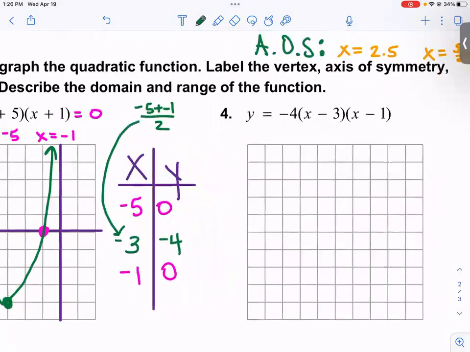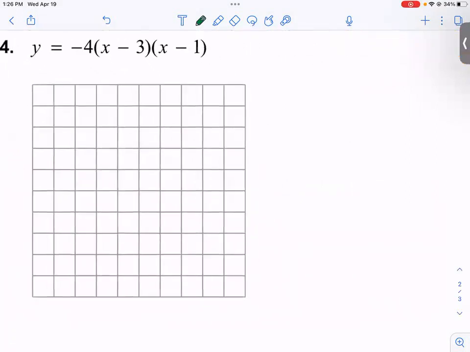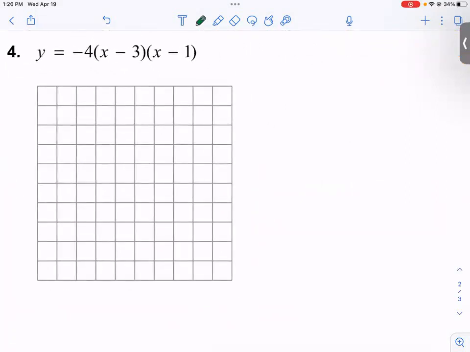Okay, how about you and your elbow partner work together on graphing number 4? Amy could be a lot of help for you. Okay?